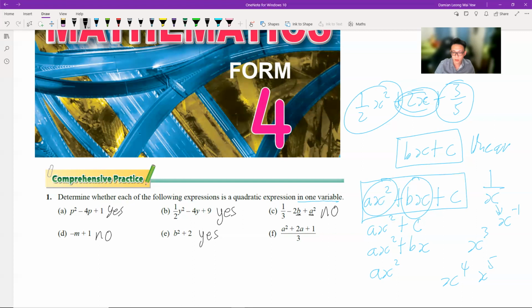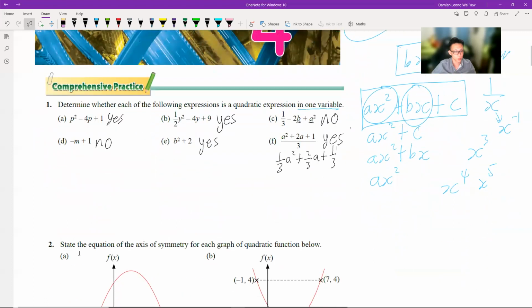And for part f here, if I divide the whole thing by 3, it is the same as each of the terms divided by 3. So this is no different from 1 over 3 x squared plus 2 over 3 a plus 1 over 3, which is still a quadratic expression. So this one also, yes. There's no issue with it having fractions. That's question 1. Let's look at question 2.